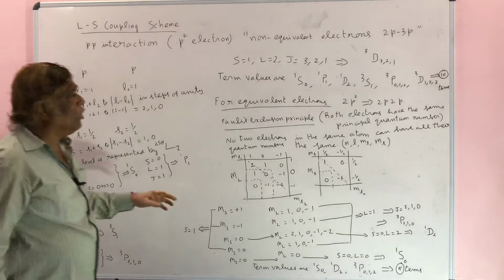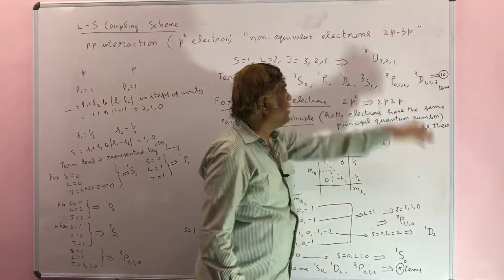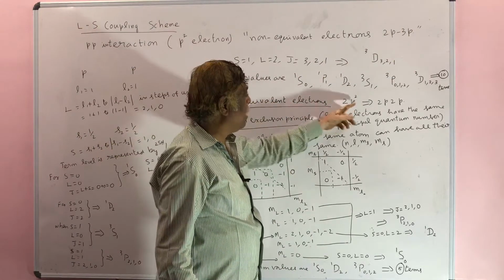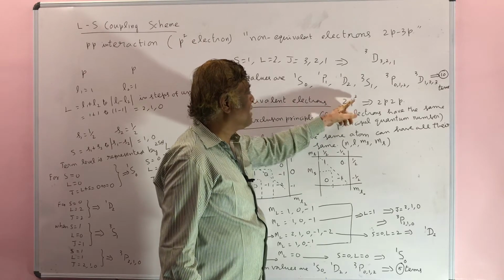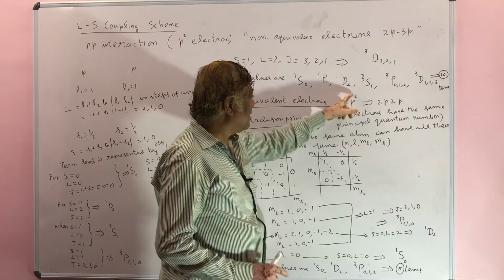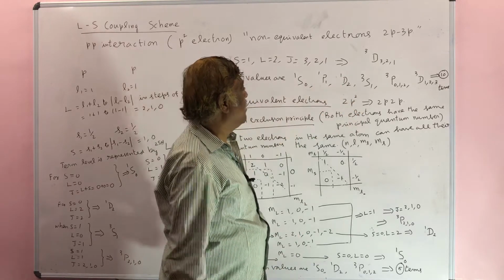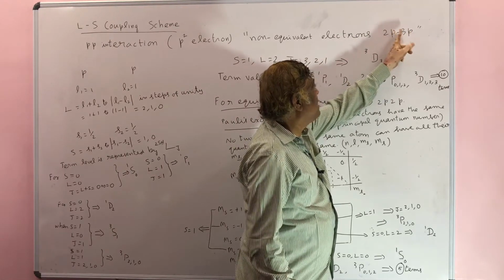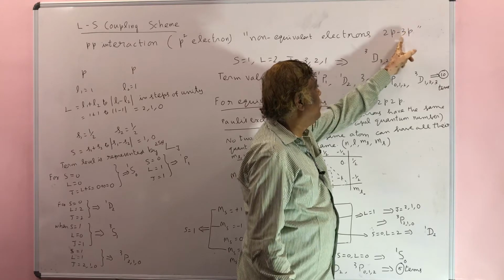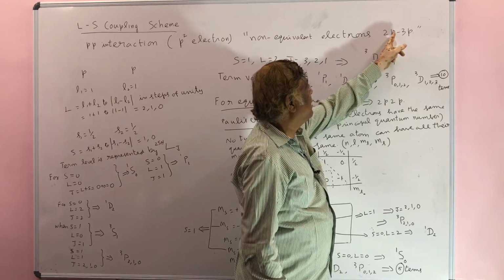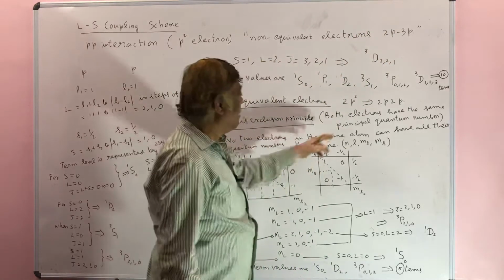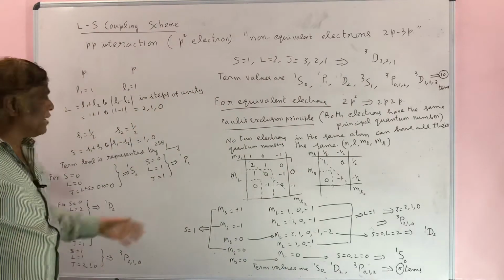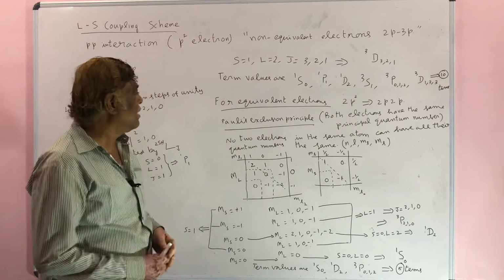Suppose both electrons have the same principal quantum number; we call these equivalent electrons. Suppose 2p square. 2p square means there are 2 electrons in the p state, and both electrons have the same principal quantum number. Here there is 1 electron in the p state and 1 electron in the p state, but this electron belongs to n equal to 3 and this electron belongs to n equal to 2. Whereas here, both electrons belong to n equal to 2.